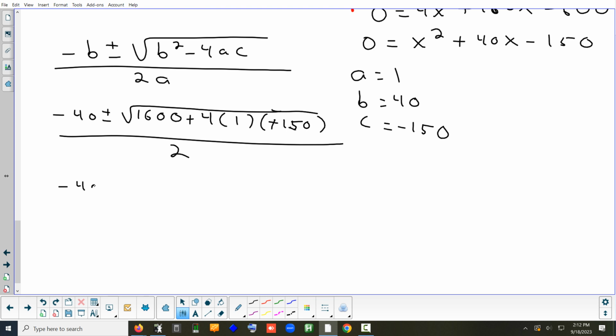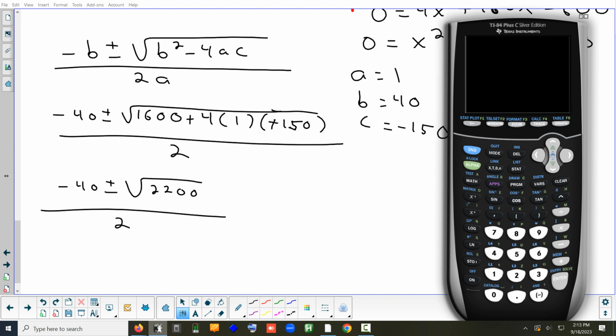And now we've got negative 40 plus or minus the square root of, well, 4 times 150. What's 600? And then we need to add that to 1600. 2200. I think that's pretty much all we can really do without a calculator. Now we need to type that in.